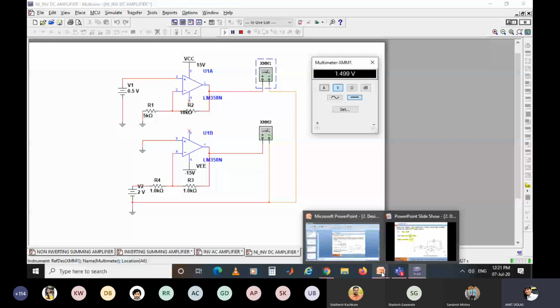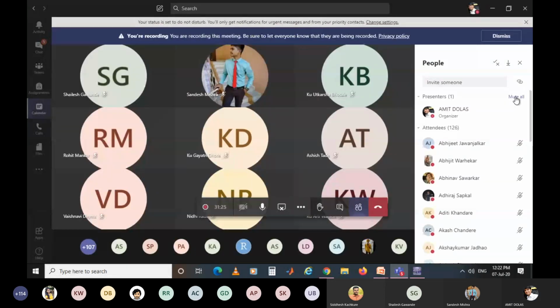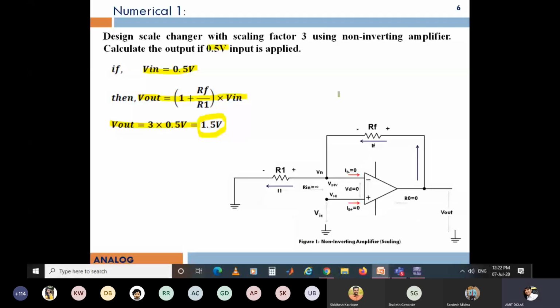I hope the simulation is visible to everybody. I need feedback from your side before proceeding. Anybody from you? Yes, sir. Yeah, it is visible. Okay. Yes, sir. So I shall move next. So this was the simplest example of non-inverting amplifier.